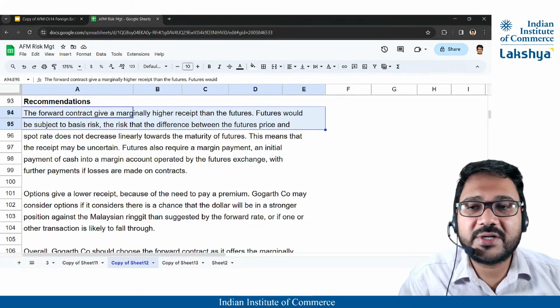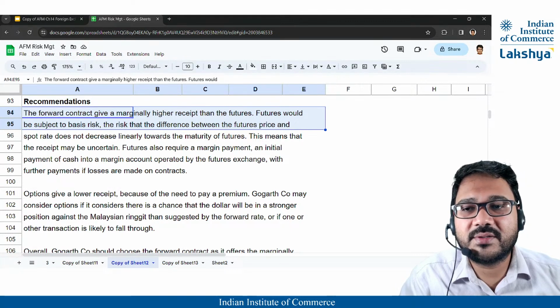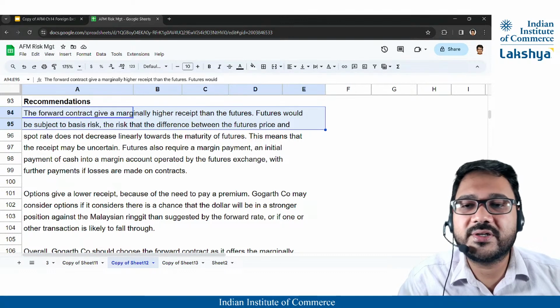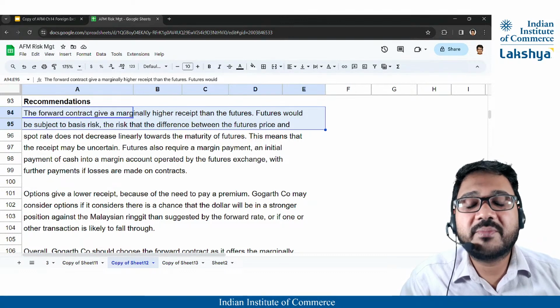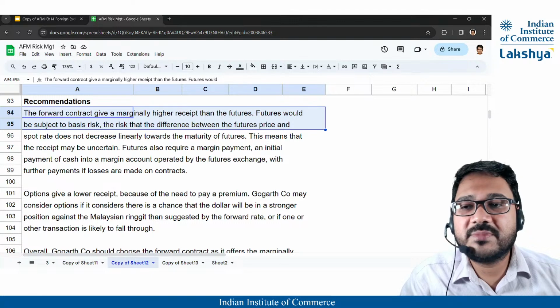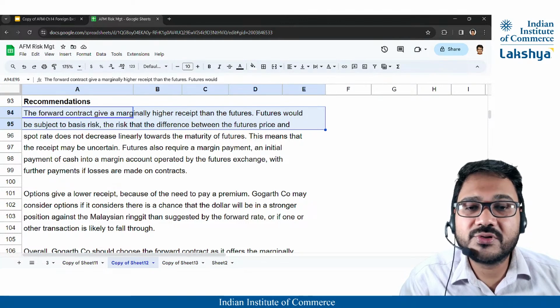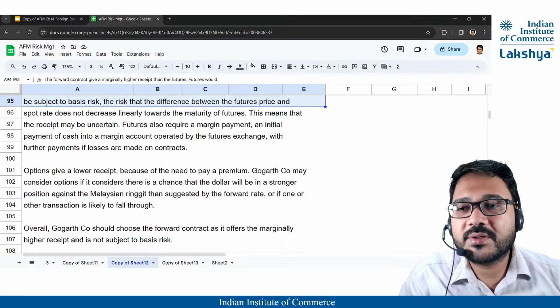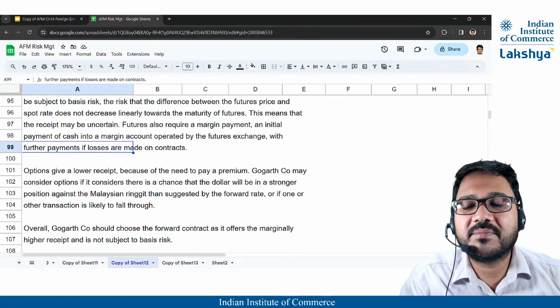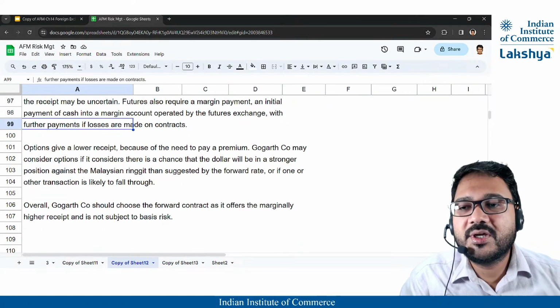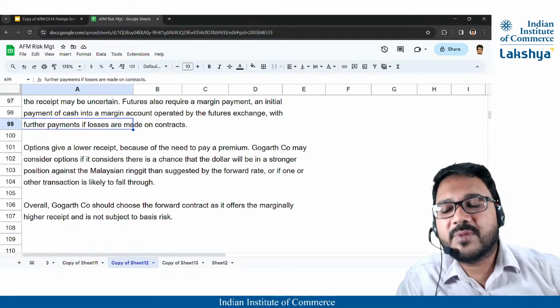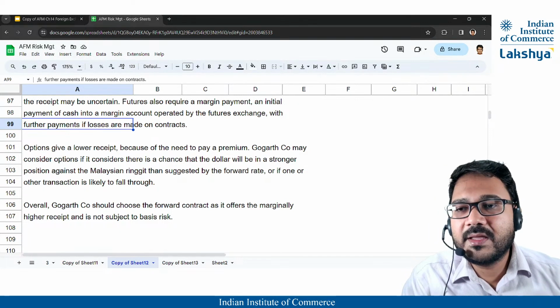Futures would be subject to basis risk, which is the risk that the difference between the futures price and the spot rate does not decrease linearly towards the maturity of the futures. This means that the receipt may be uncertain. Futures also require margin payment, an initial payment of cash into a margin account operated by the futures exchange, and further payments if losses are made on contracts. Which means maintenance margin needs to be paid.